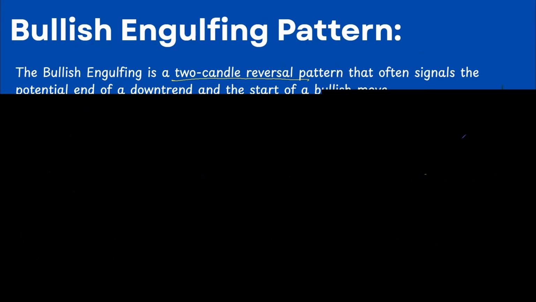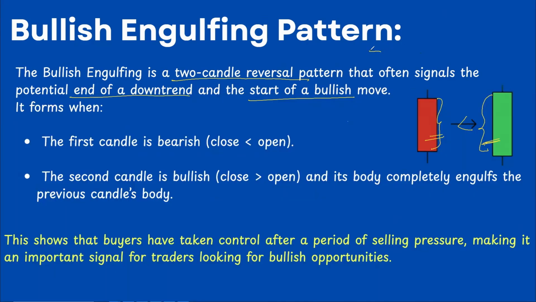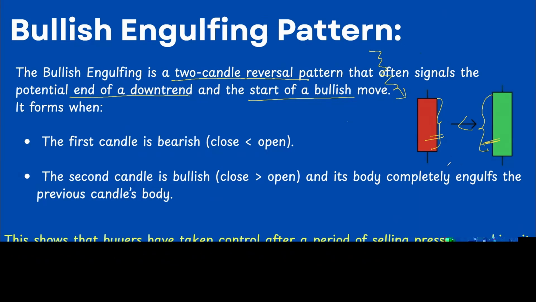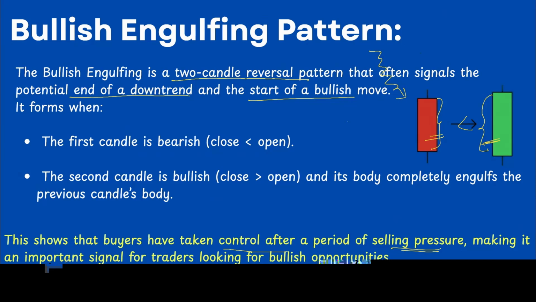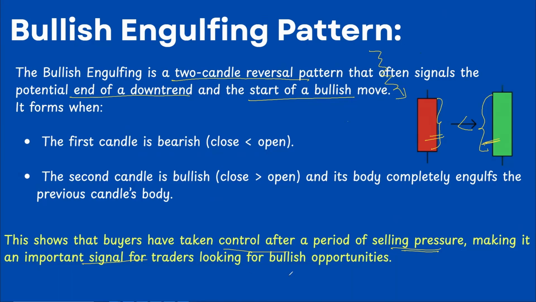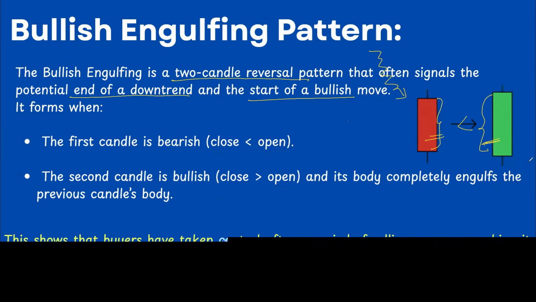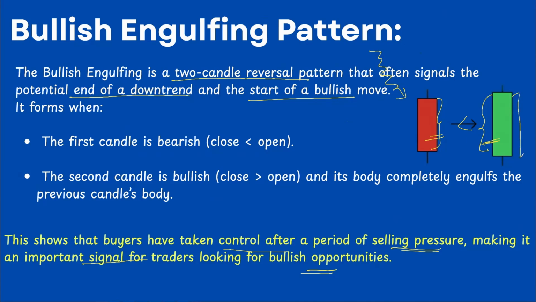One important thing is this pattern is only valid when it occurs in a downtrend. Now let's understand the psychology behind this pattern. It says that buyers have taken control after a period of selling pressure, making it an important signal for traders looking for bullish opportunities. This means the formation of this green candle indicates there might be an end of this downtrend and there is a high chance that price may go up.